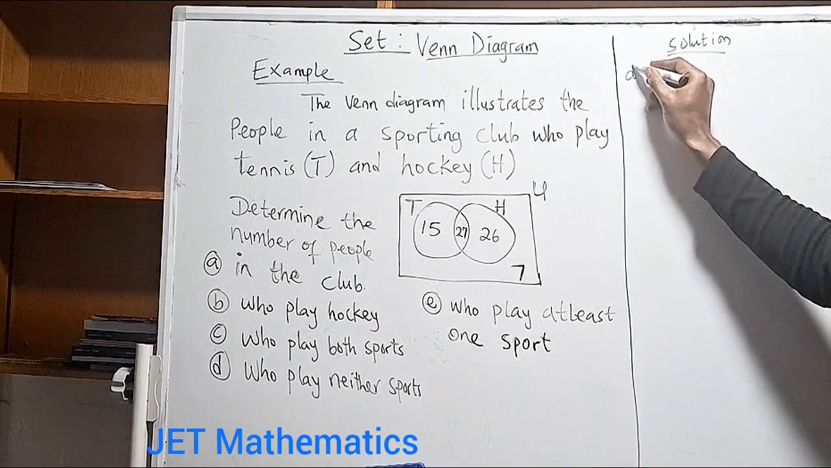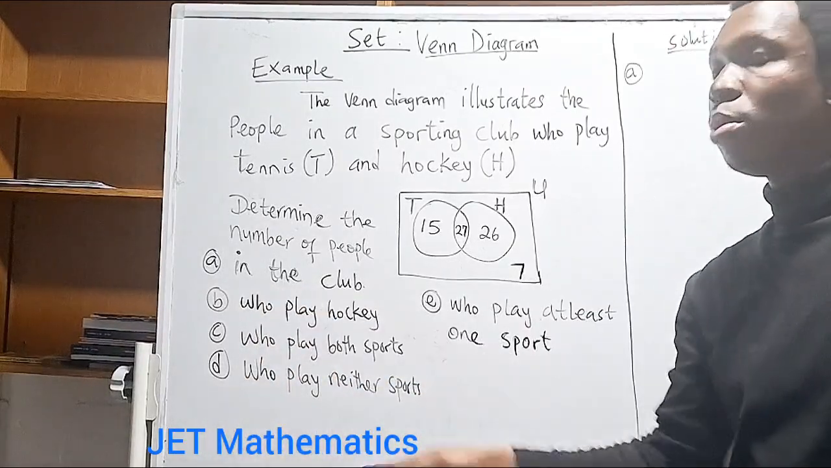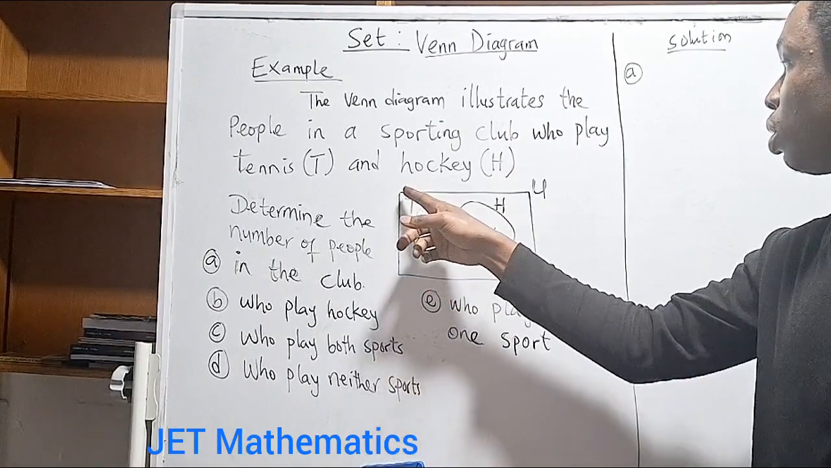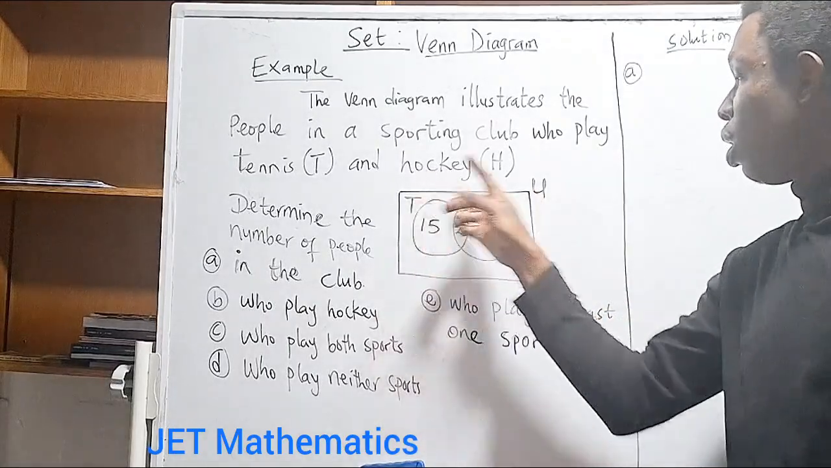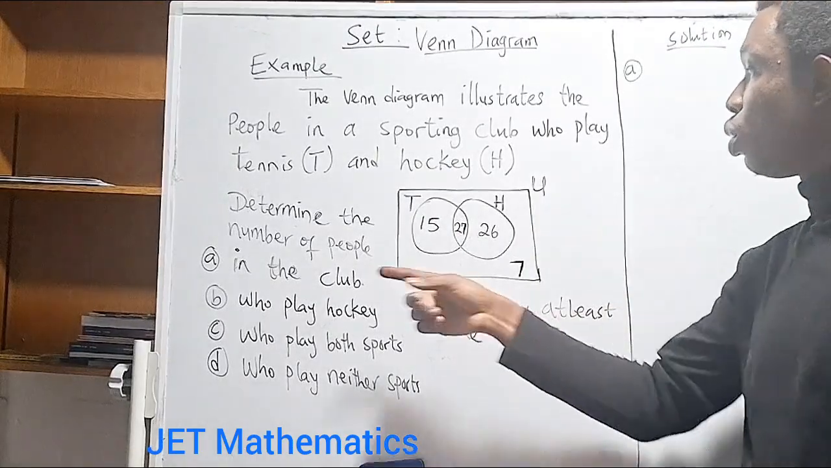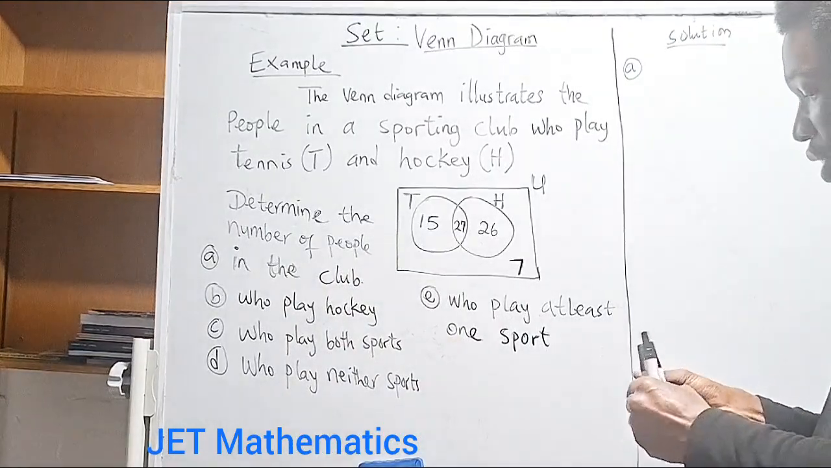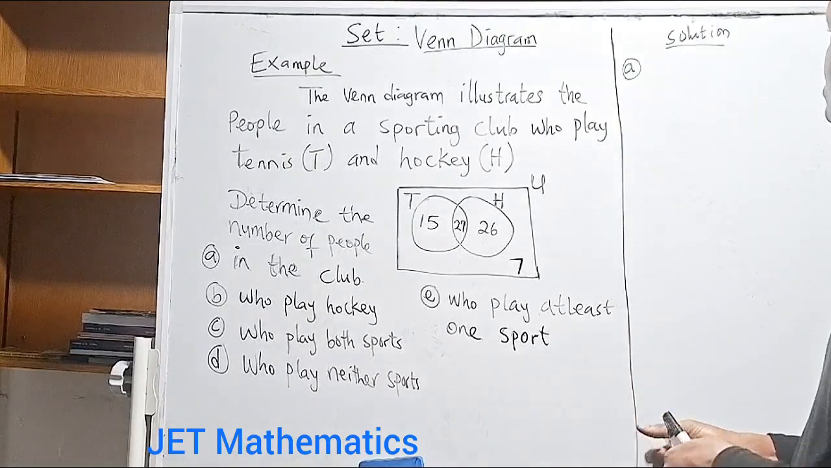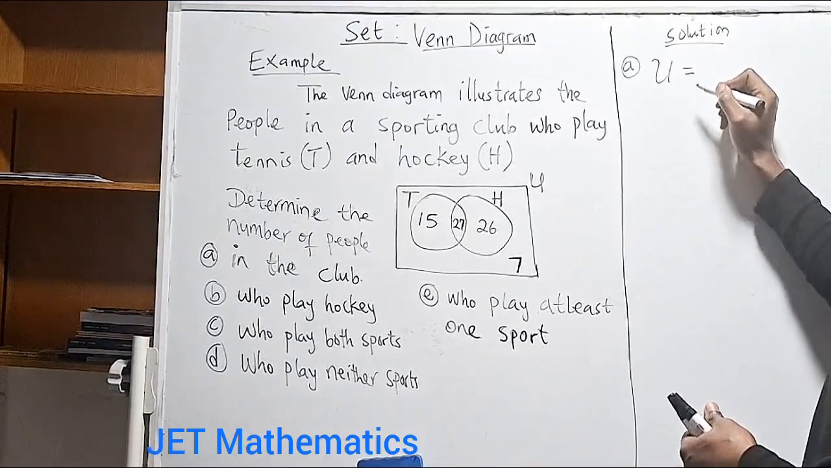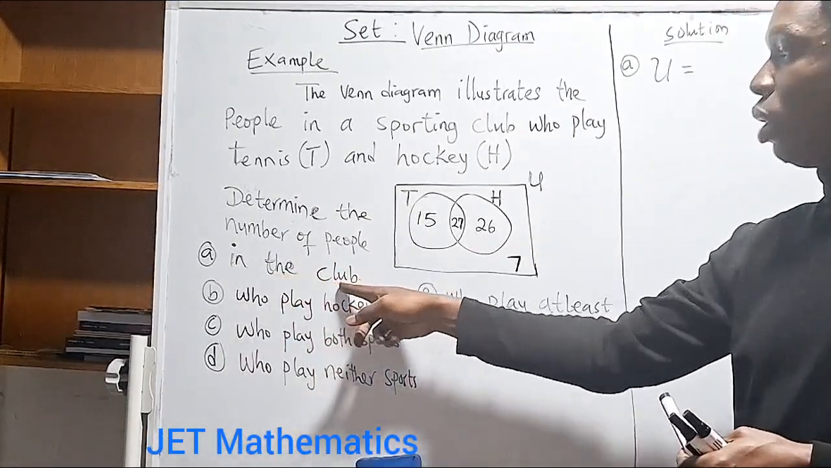Solution, we have A. A talks about the number of people in the club. The number of people in the club represents the universal set, which is the whole of this box, everything contained in the set. That is our universal set. So I'm going to write that using the symbol: the universal set is equal to the number of people in the club.